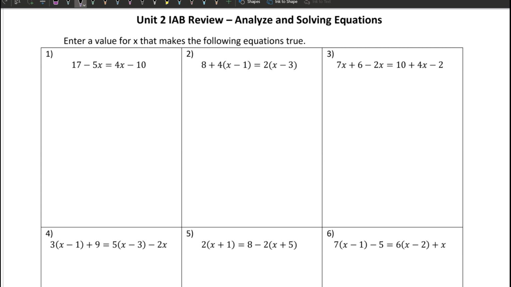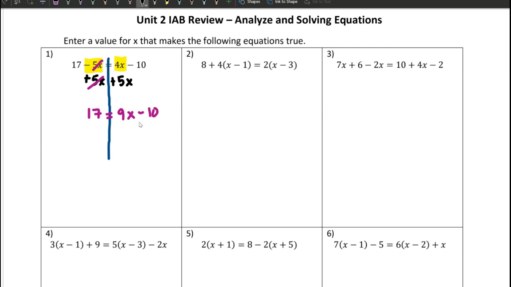Number 1, we're going to solve this equation: 17 minus 5x equals 4x minus 10. So you have an equation with the variable on both sides. How do you solve for x? First, with variables on both sides, you need to bring one of them to the other side. We do the opposite operation. It's minus 5x, so we add 5x to both sides. Negative 5x plus 5x is gone, leaving 17 equal to 4x plus 5x, which is 9x, minus 10.